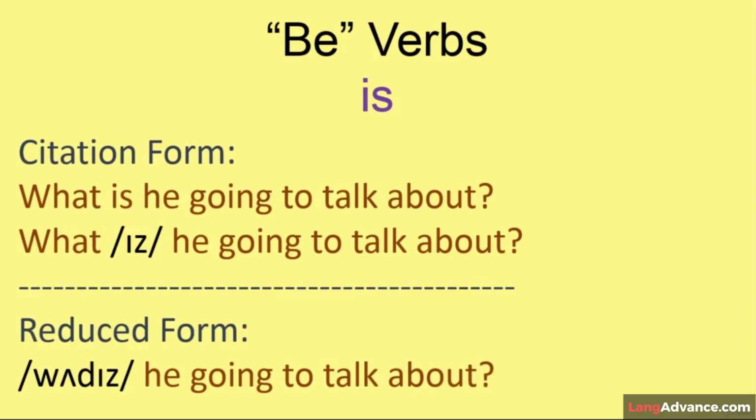In reduced form, is doesn't really change. However, when it's combined with the word what, the letter T becomes the sound of the letter D. And we say, what is? What is? What is he going to talk about? Repeat after me. What is he going to talk about?